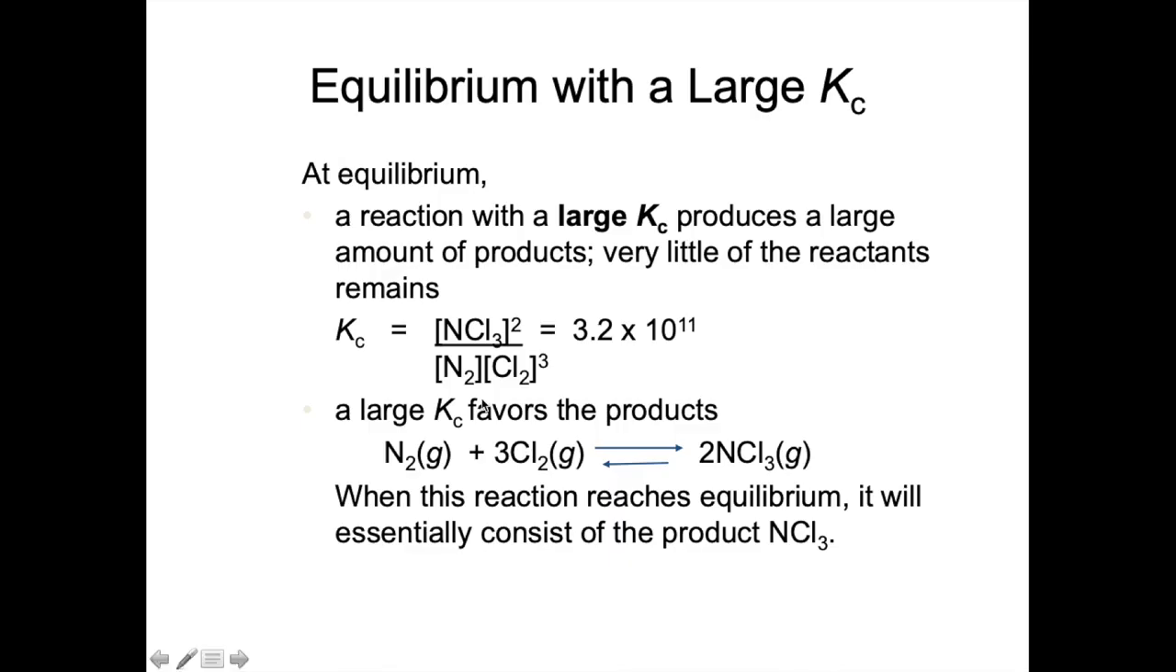Okay, here's a different equilibrium between nitrogen, chlorine, and nitrogen trichloride, and you're told that the equilibrium constant for this expression is 3.2 times 10 to the power of 11. That's a really large number, of course, right? It's 32 followed by 10 zeros. Really, really large number. What does that tell us? At equilibrium, we must have a lot of nitrogen trichloride and very little nitrogen and chlorine.